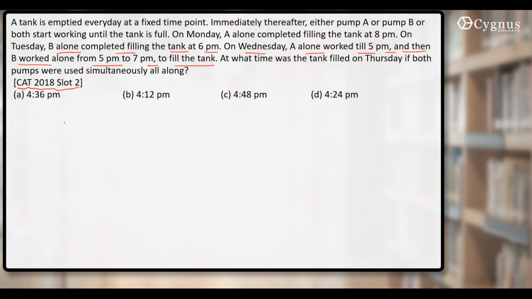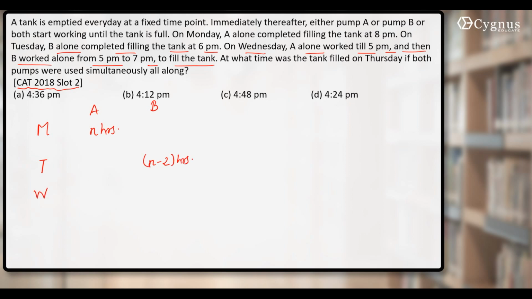Now let's try to find out the time when the tank started filling. A tank is emptied every day at a fixed time point. That time is not mentioned here. So what happens on Monday? A alone completed filling the tank at 8 pm. Let's say A will work for N hours. A will fill the tank in N hours. On Tuesday, B alone completed filling the tank at 6 pm. That means B will take N minus 2 hours to fill the whole tank.